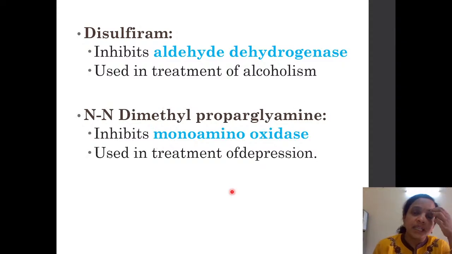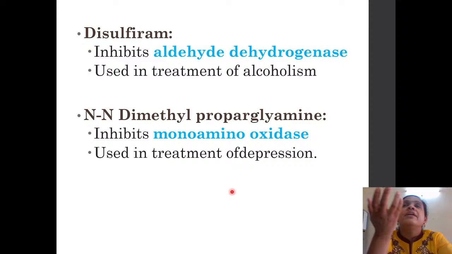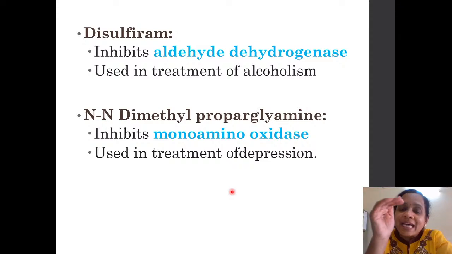Next, N-dimethyl propargylamine. This inhibits the monoamine oxidase enzyme. As I told you, monoamine oxidase is required for the degradation of serotonin. To maintain serotonin for a longer time in the brain, we give drugs that inhibit the enzymes involved in the degradation of serotonin, so that serotonin is maintained at higher levels in the body.